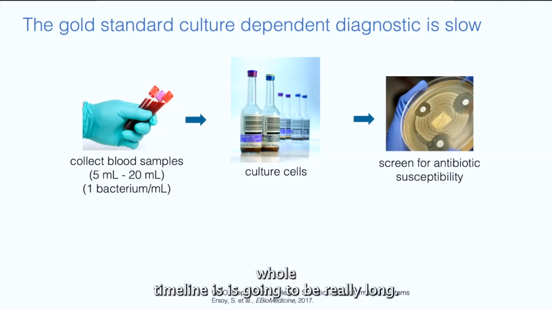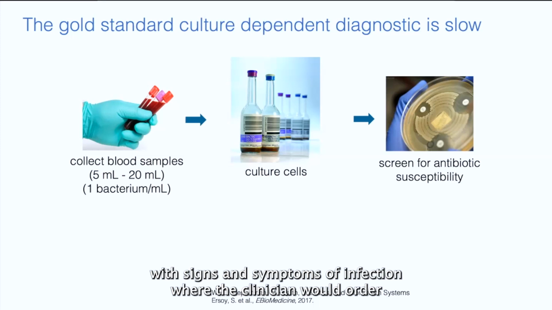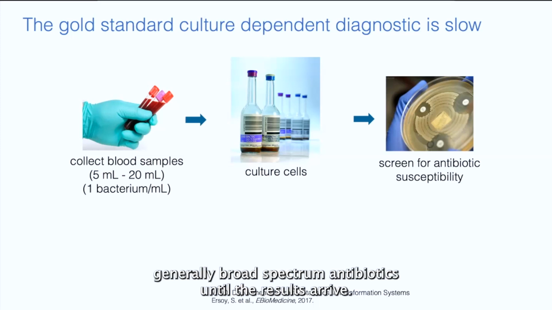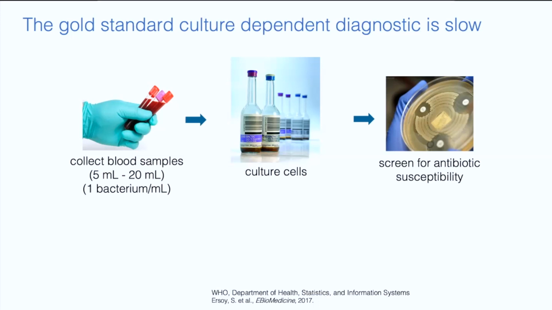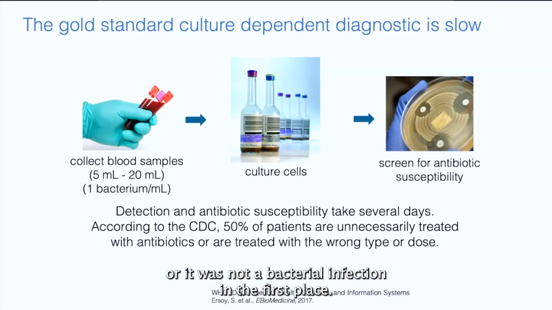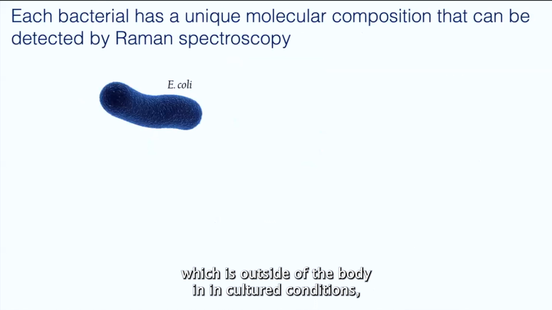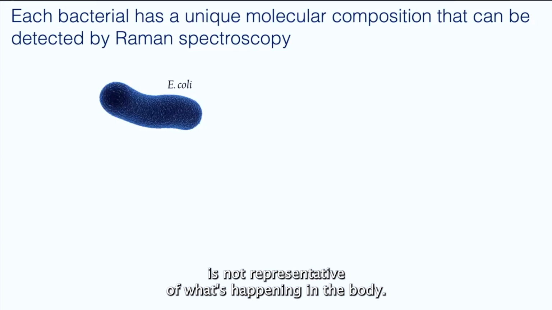Now, this whole timeline is going to be really long when a patient comes to the clinic with signs and symptoms of infection, where the clinician would order generally broad spectrum antibiotics until the results arrive. This leads to nearly half of antibiotics being prescribed either as a wrong dose, a wrong type, or it was not a bacterial infection in the first place. And also the current way of doing antibiotic susceptibility testing, which is outside of the body in culture conditions, is not representative of what's happening in the body.